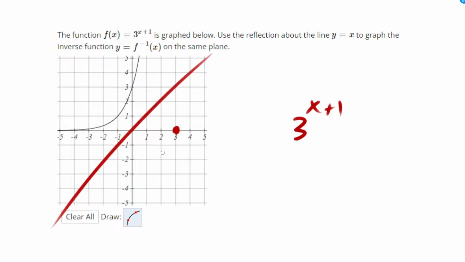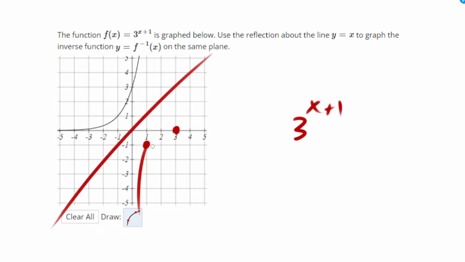I'm going to graph 2 points. I'm going to do 3, 0, because our y-intercept turns into our x-intercept, and then 1, negative 1 turns into negative 1, 1, and it sort of looks like this. And also, we don't cross 0. There's an asymptote at 0. So be careful with that.